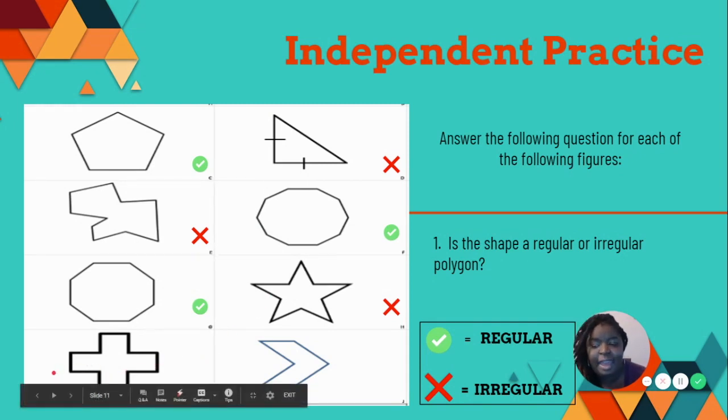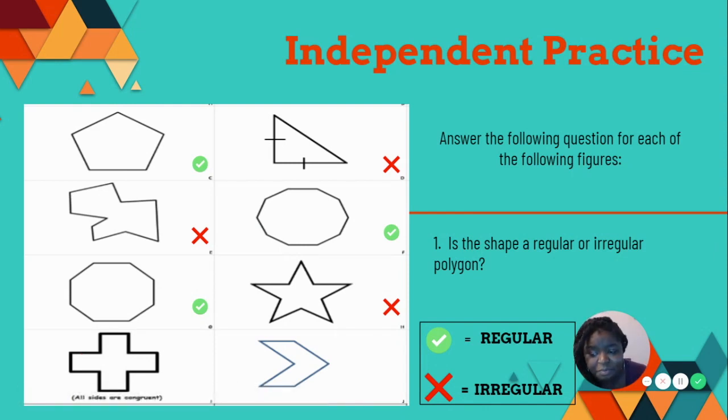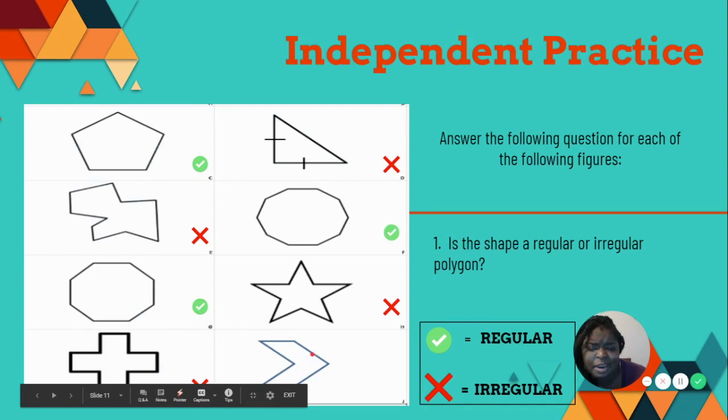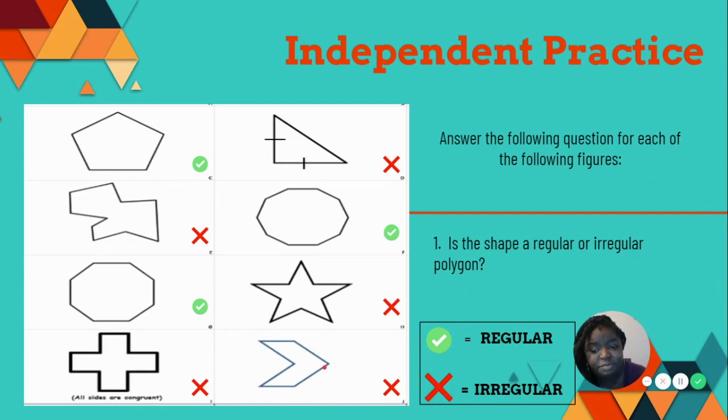Next, we have what looks like a plus sign. Looking at this, we can see that it states that all sides are congruent. However, we cannot say the same for our angles. Our angles are not the same, even though our sides are congruent. And then lastly, we have almost like an arrow. We can see here that our sides are not equal to each other, which means this is also an irregular polygon.